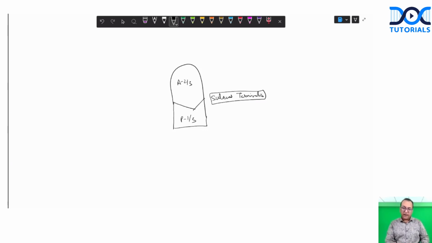And you should understand there is a foramen cecum here. Foramen cecum is also at the same level as the sulcus terminalis. Where is it? It is the junction of the first and the third arch.